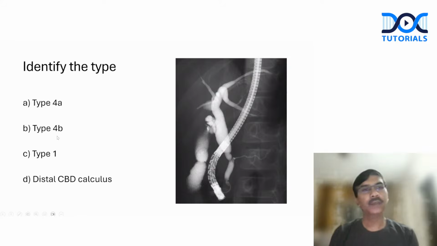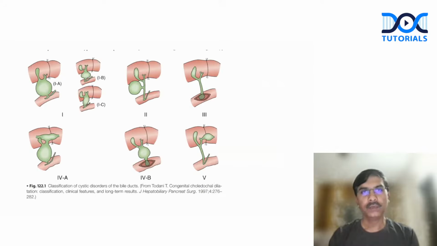So the options given include type 4A, type 4B, type 1, and distal CBD calculus. Obviously, distal CBD calculus is not there here. In this case, it is type 1. Now, this is the Todani classification, where there is type 1, type 2, type 3, type 4, and type 5. Type 1 is further subclassified into A, B, and C depending upon the type of dilatation and the length of dilatation of the bile duct.